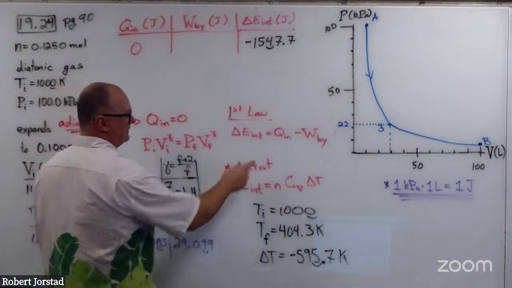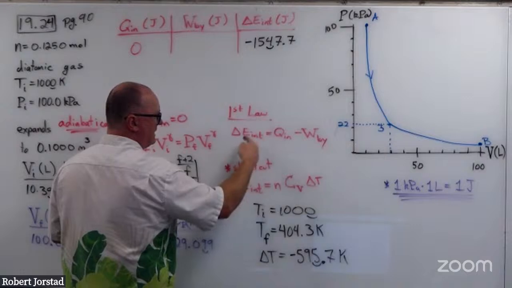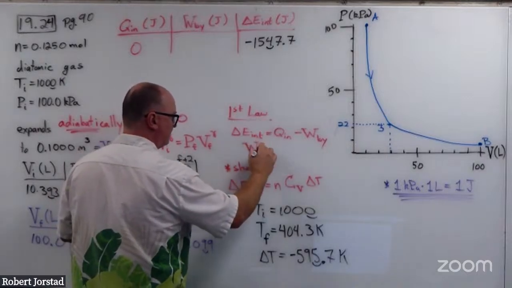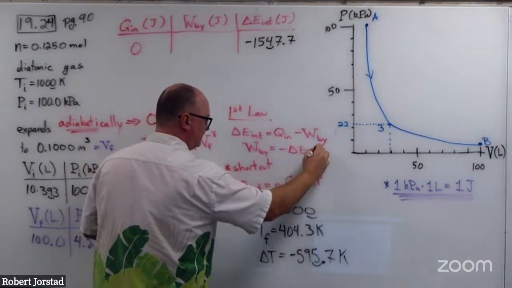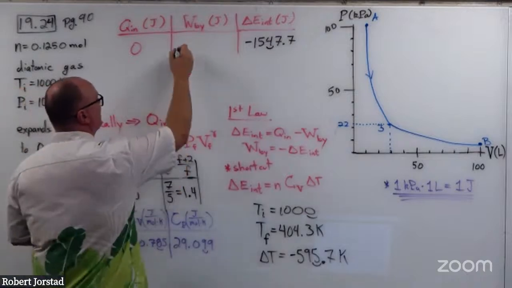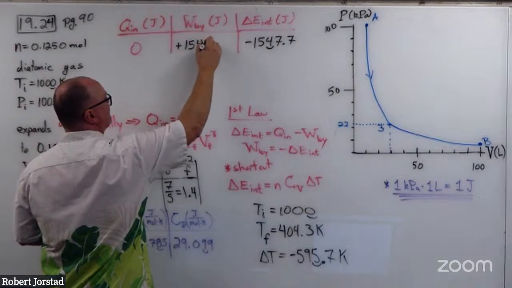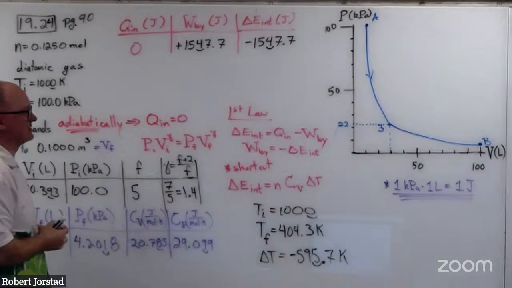Well, if this is 0, work done by the gas had better be the opposite. Notice we get work done by equals negative delta E internal for an adiabatic process. So I could get the answer right now. It should be positive, 1547.7, third sig fig. Think, does the sign make sense?